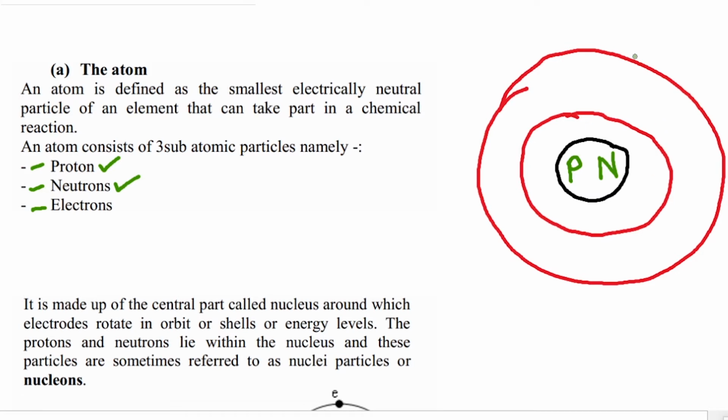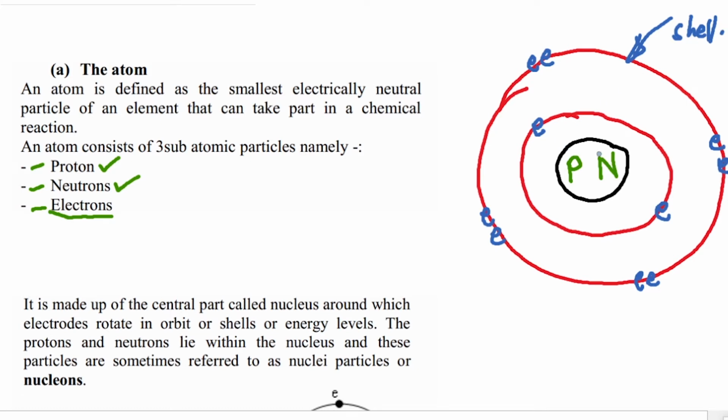Then what about the electrons? Where are these electrons found? These electrons are found around in the shells. Let me denote them here. So the electrons are found around the nucleus. And these electrons are always in motion. They are always moving around in these shells around the nucleus. This is what we call an energy shell.